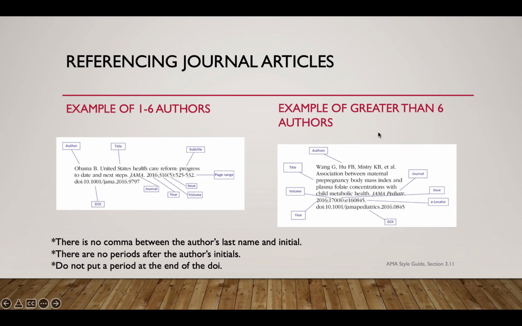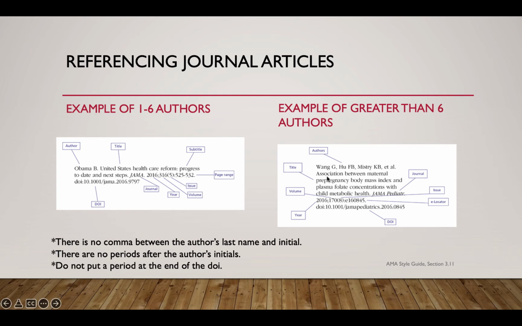So let's look at the second example. This is an example of a journal that has greater than 6 authors. So they cut it down and they only use the first 3 authors. And again, you will see there's no comma after the last name and there's no period after the initials. After the 3rd author, you'll put a comma and use the word et al.